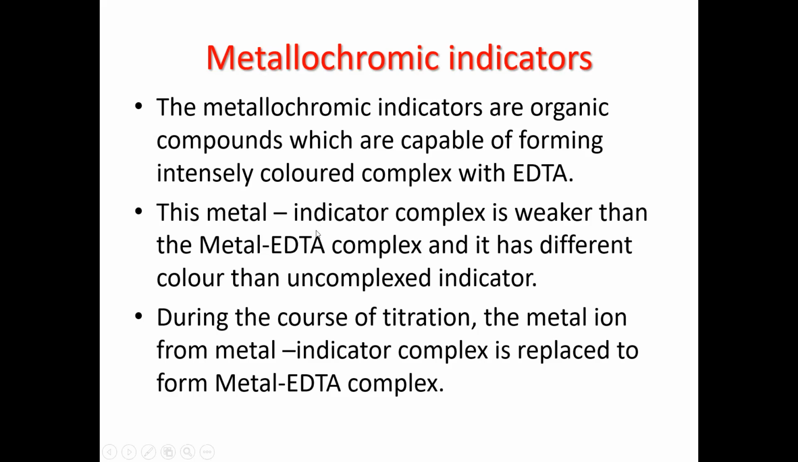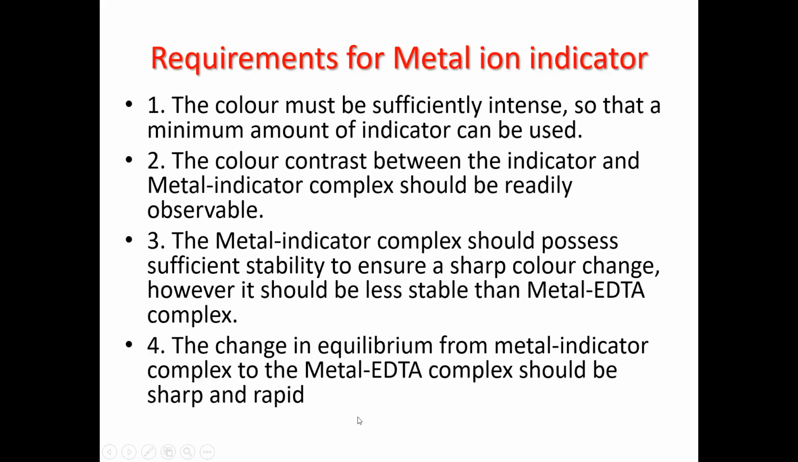And when this has finally been done, there will be a color change, which shows that the uncomplexed indicator has been stripped from the metal indicator complex. During the course of the titration, the metal ion from the metal indicator complex will be replaced with the metal EDTA complex. So now, what are the requirements needed for a metal ion indicator to be useful in complexometric titration?